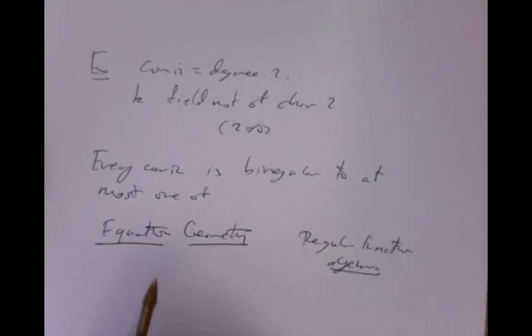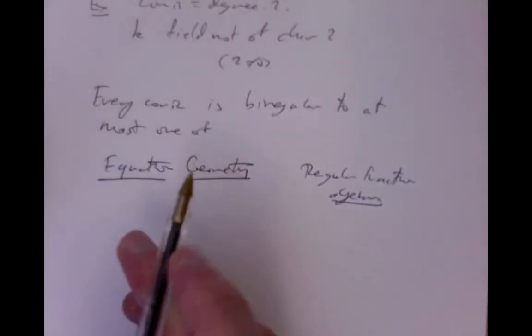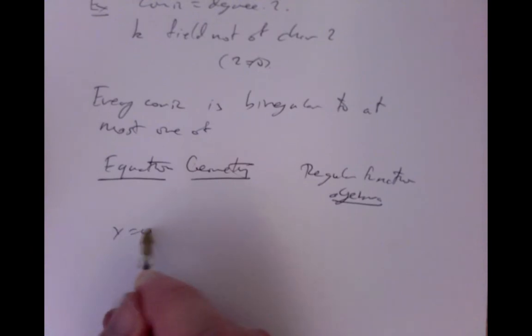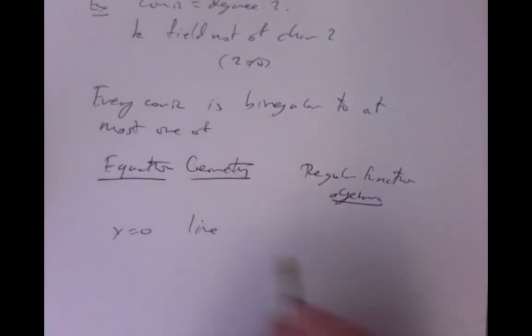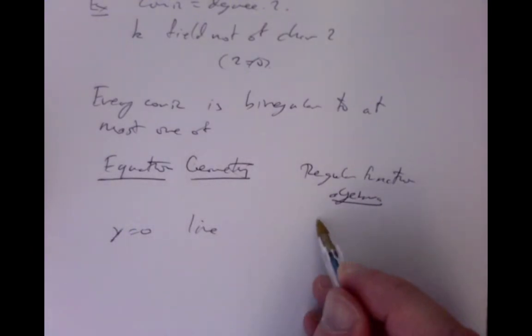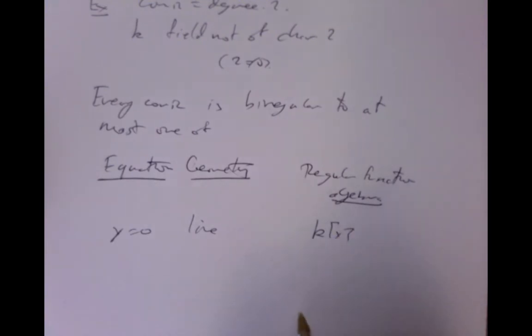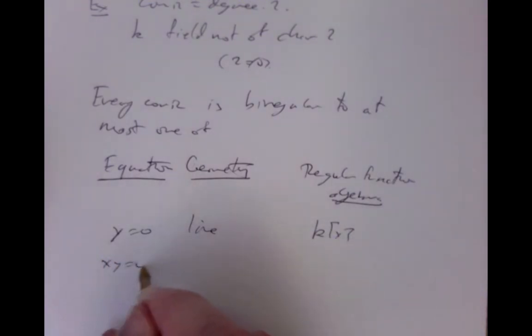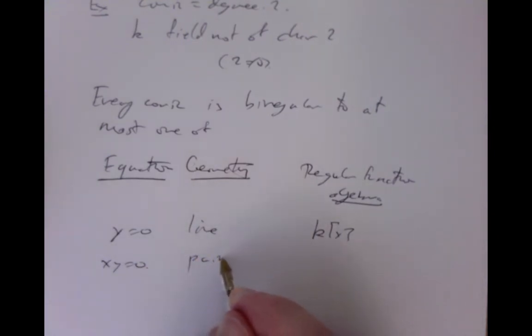So what are some of the different possibilities here? Well, the first obvious thing is we could look at a line. And then once you set y to 0, you've only got x left over, and so the regular functions are just the functions of x. You could look at xy equals 0, and that's just a pair of lines.